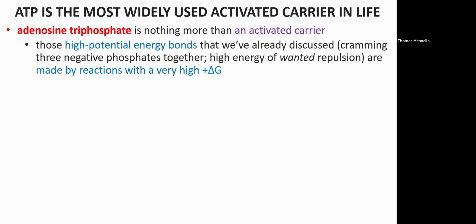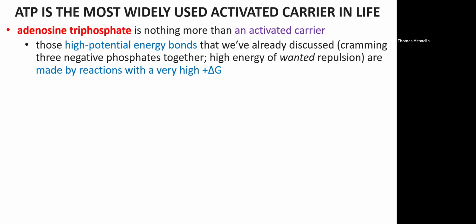Those high potential energy bonds that we've already talked about, right? Taking three negative phosphates and jamming them together in close proximity, creating a huge amount of energy of want. All those same negative charges want desperately to repel from one another and get away from one another, but they can't because of the covalent bonds linking them close together. All that energy, that potential energy of want, that potential energy of repulsion, is being made by reactions that have a very high positive delta G.